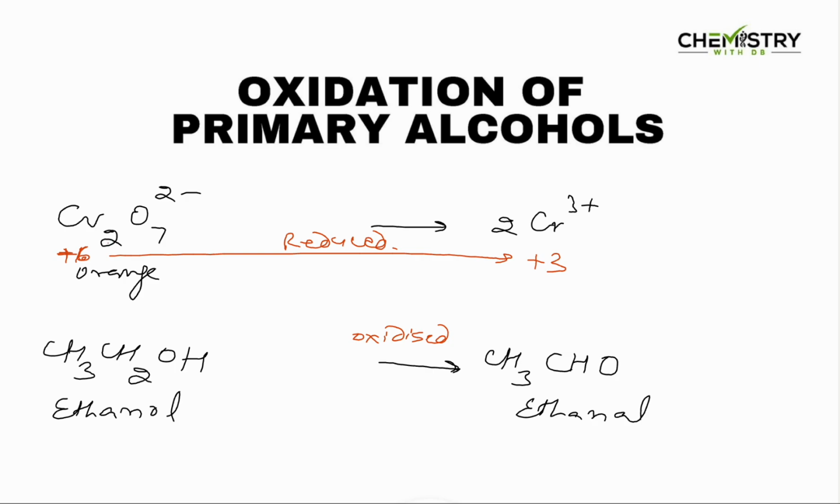So there are 2 chromiums here, so therefore we put 2 here. Now there are 7 oxygens over here, so 7 water, and because 14 hydrogens are extra on this side, so plus 14H+. Now looking at the charge, there is 2- here and 14+ here, so it was 12+ on this side and it's 6+ on this side, so therefore we'll add 6 electrons to balance the charge on both sides.